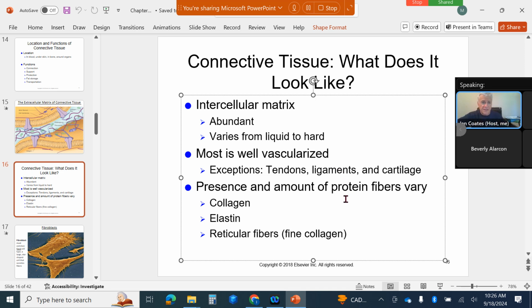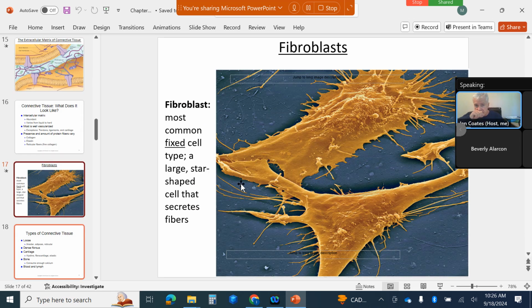The presence and amount of protein fibers vary. You've got collagen fibers, elastin fibers, and reticular fibers. This is just an electron micrograph of what we call a fibroblast. It's the most common fixed cell type, a large star-shaped cell that secretes fibers. Protein, right? You need that continual source of protein.